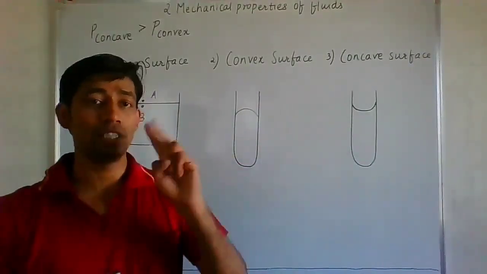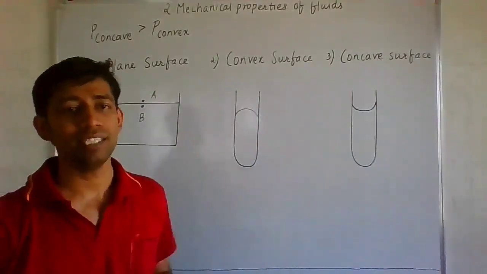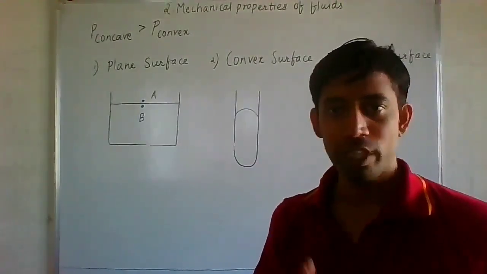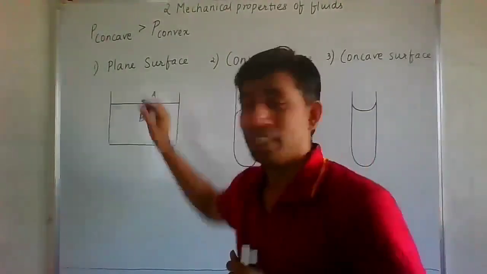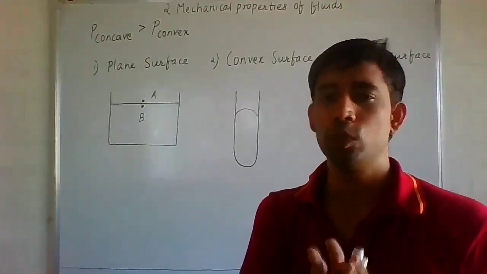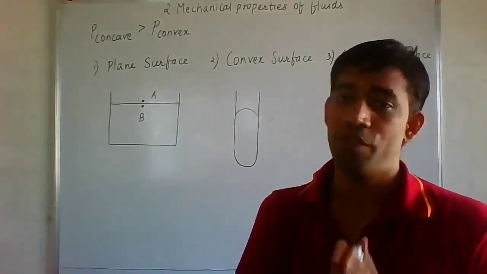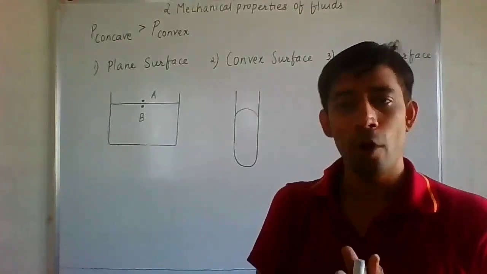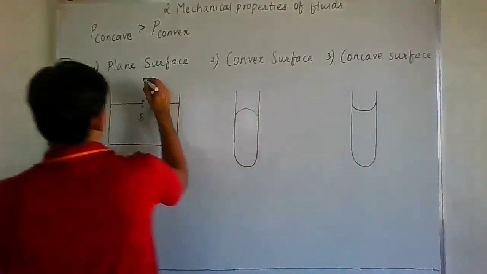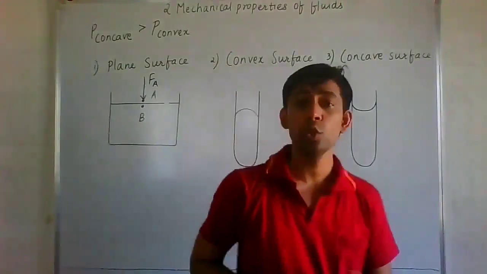Now I have assumed 2 points, A and B. One is above the surface, another one is below the surface. These 2 points are very close to each other, so they are not contributing much difference in pressure. We can consider that they are very close to the surface. On point A, the pressure acting is the atmospheric pressure. So the force on point A is obviously due to the atmosphere. I will write here the force acting is Fa. This is due to the atmosphere.